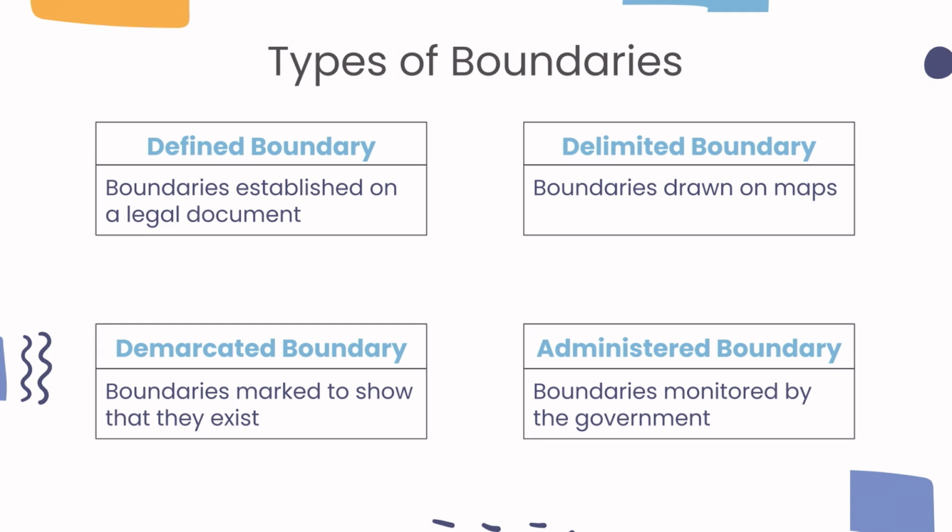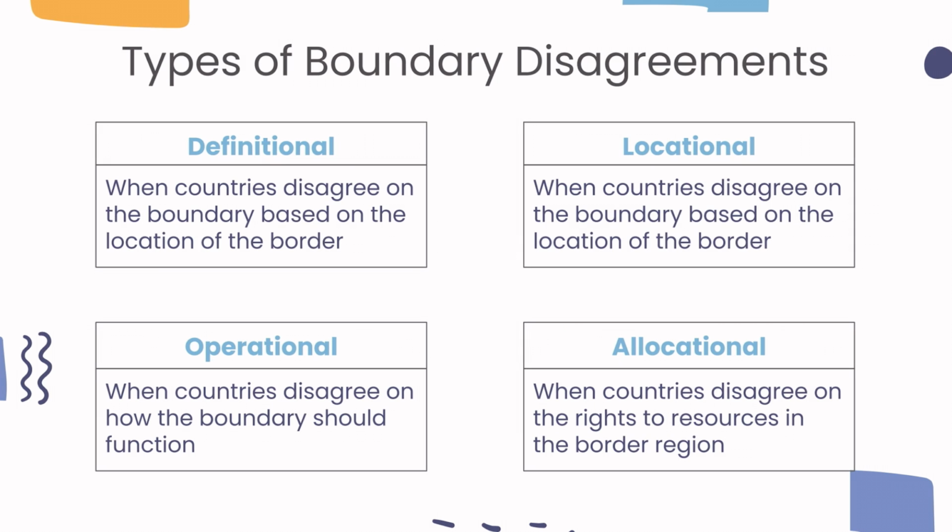There are sometimes disagreements based on these boundaries. These boundary disagreements can be categorized into definitional, locational, operational, and allocational. A definitional boundary disagreement is when countries disagree based on the wording in the original document of where the boundary was established. A locational boundary disagreement is when countries do not agree on the boundary based on the location of the border. This usually occurs when physical boundaries have changed over time.